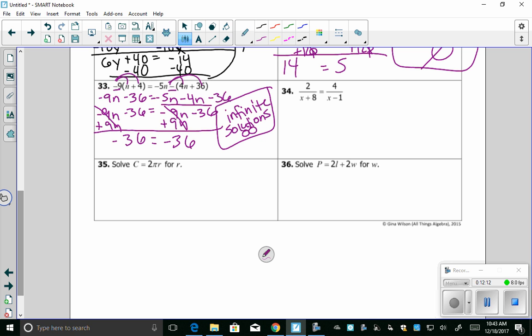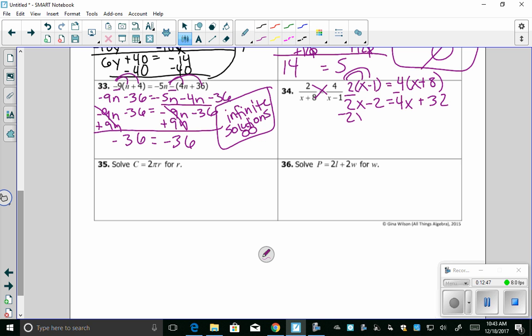On the next problem, it's a little bit different than the previous ones. This one has two fractions equal to each other. When you have two fractions equal to each other with variables, you can cross multiply. So I'm going to do 2 times x minus 1 equals 4 times x plus 8. Distribute the 2 and the 4, so that I have 2x minus 2 equals 4x plus 32.